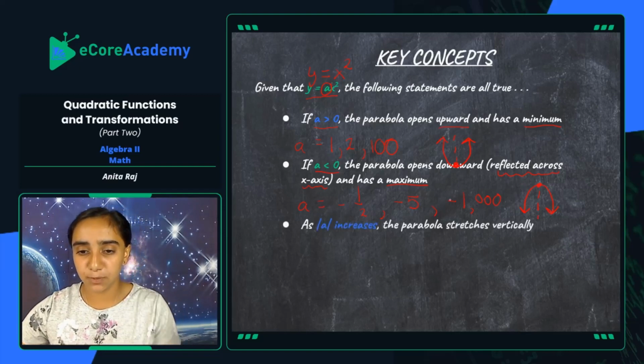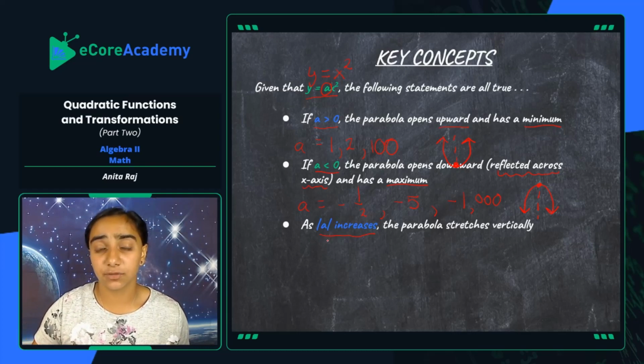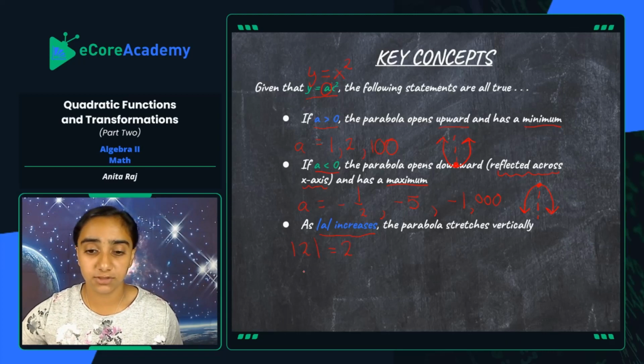Okay, let's look at the last point. As the absolute value of a increases, the parabola stretches vertically. So let's break this down. So the absolute value of a. Let's make sure we know what absolute value is. The absolute value is a number's distance from 0. So your absolute value is always going to be positive. If I say the absolute value of 2, how far is 2 from 0? Well, 2 is 2 units away from 0, so the absolute value of 2 is 2.